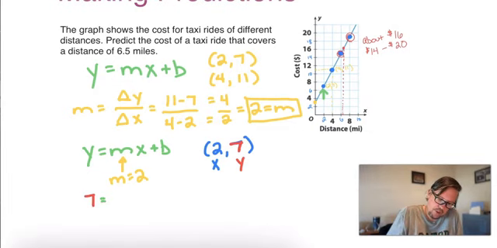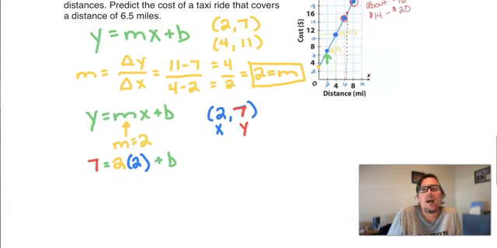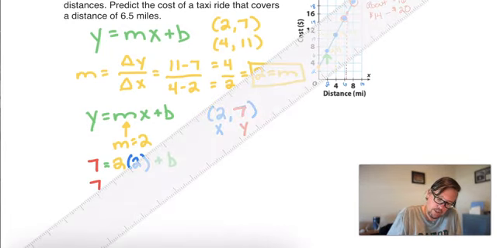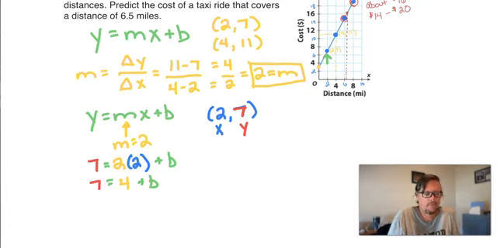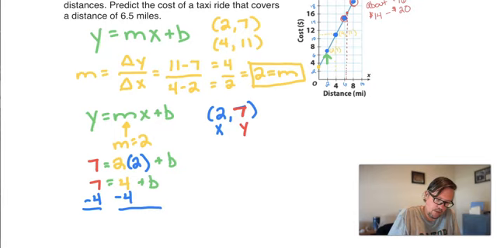Let's replace the m with 2. And instead of 2 times x, we're going to do 2 times 2 because we're going to replace that x with 2, plus b. And now we'll multiply the 2's. 2 times 2 is 4. So we have 7 equals 2 times 2 is 4 plus b. And 4 plus what is 7? B is obviously going to be 3. We can verify this by subtracting 4 on both sides using the subtraction property of equality. B equals 3.